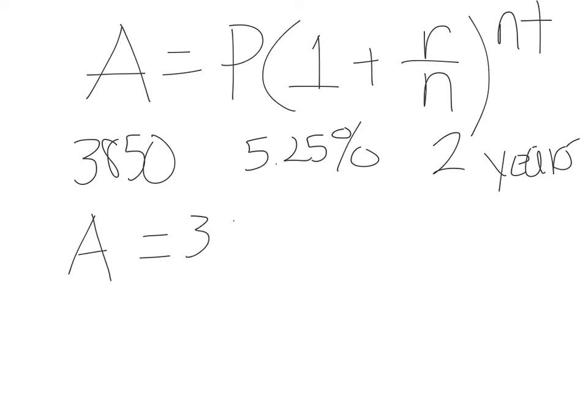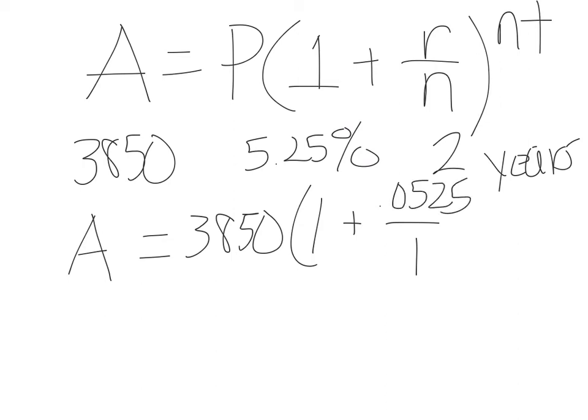The principal is the $3,850. Now, the 1 plus the rate over the number of times compounded. We said the number of times compounded for this problem is 1. It's compounded once a year. The rate is the 5.25, and we need to change that, of course, into a decimal, 0.0525. Now up here, the number of times a year is once, and it was 2 years.